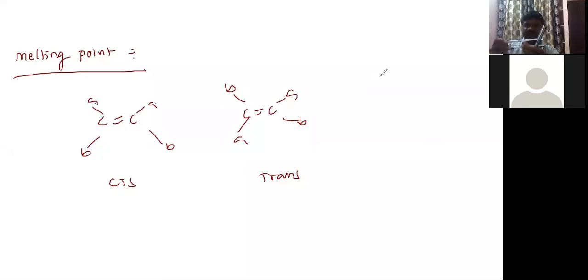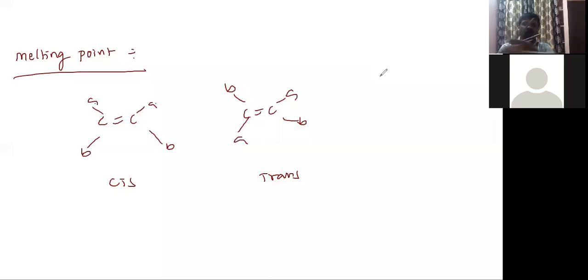Okay, this is a double bond. Cis isomer means both groups are on the same side. One is on this side, another one is on this side. Is it clear, guys? Similarly, another isomer. This is cis and trans. Cis over trans.